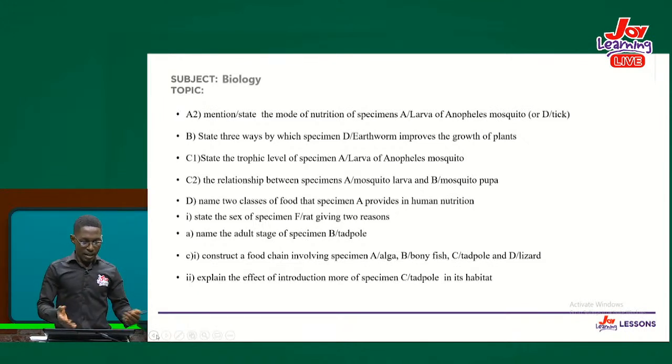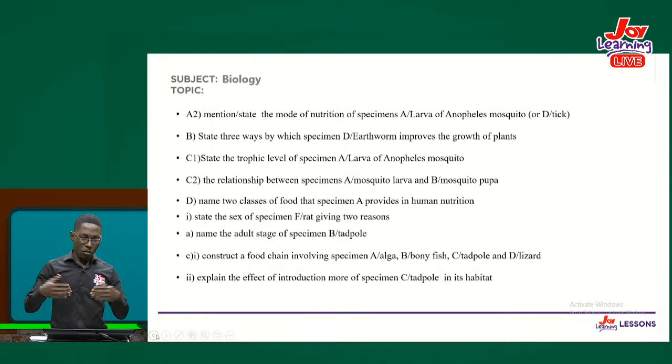Another kind of question, let's go back to our slide. Another on D, name two classes of food that specimen A provide in human nutrition. Probably brought you fish. What do they give to us? Now they gave you rat. How do you identify the sex of the rat? Then after identify, they say give reasons. If the rat was a female, usually there will be nipples, there will be, let's say, a vagina or something. So they ask you, give us the reason.